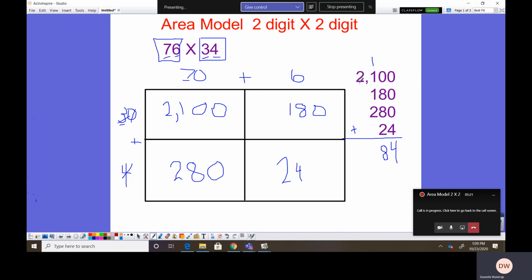2 plus 1 is 3. 3 plus 1 is 4. 4 plus 1 is 5. And then you just bring down your 2 because there's nothing to add to it. You get an answer of 2,584. So your product is 2,584. Okay, let's do another one again.